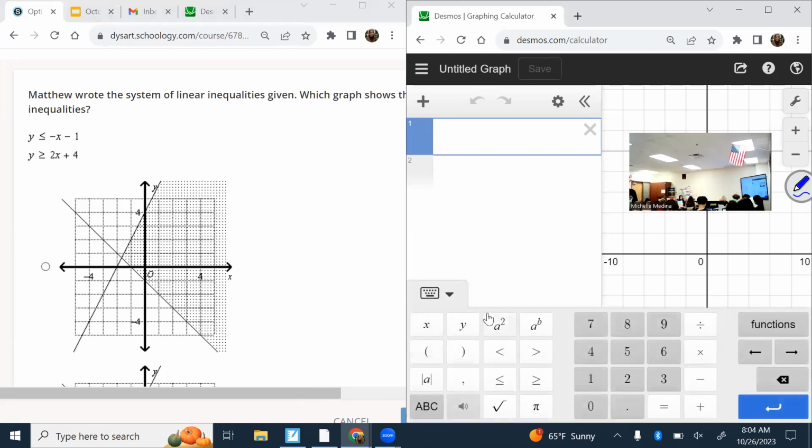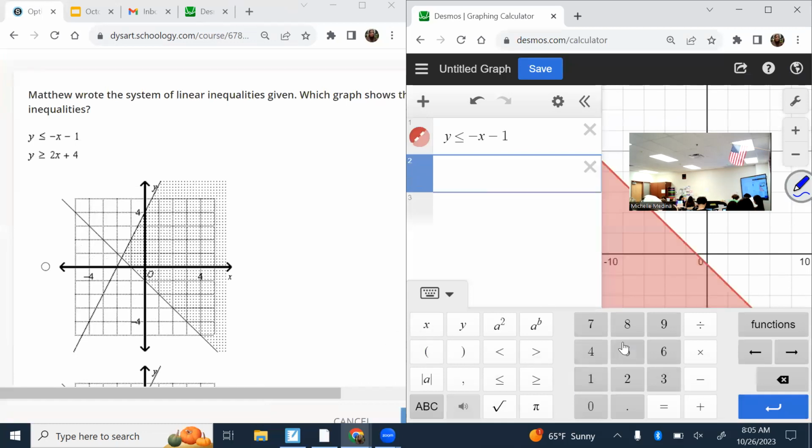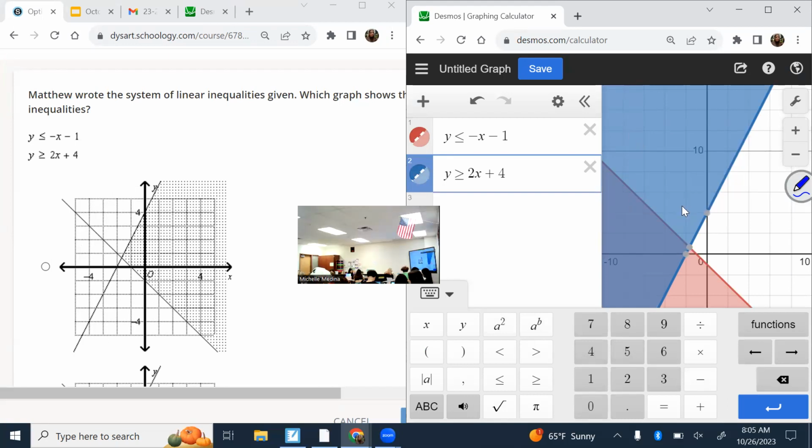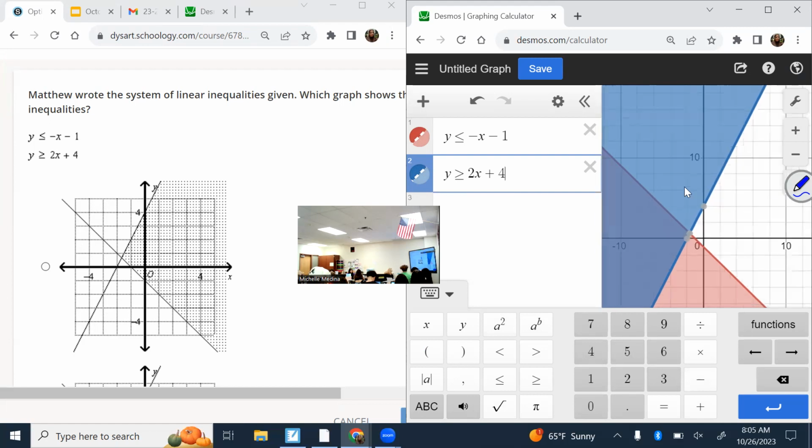Desmos. So type it in exactly how it looks. Symbols are all in this keyboard that I have up, you press show keypad. And then, so negative x minus 1. And then it's y greater or equal to 2x plus 4. So type it in exactly. And we just want the graph that shows where the solution is. So where is my solution in this graph in Desmos?